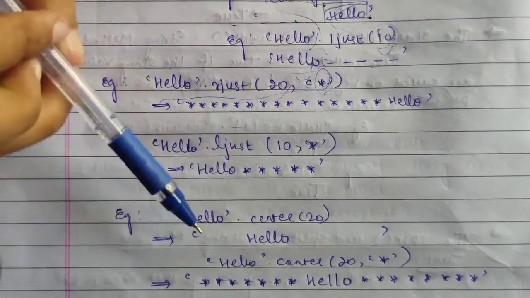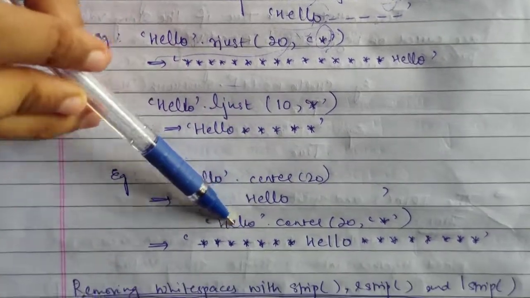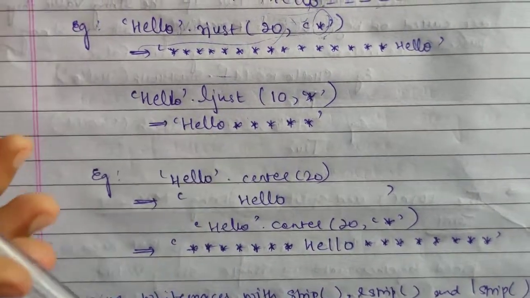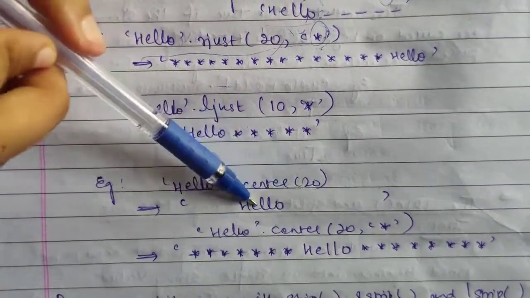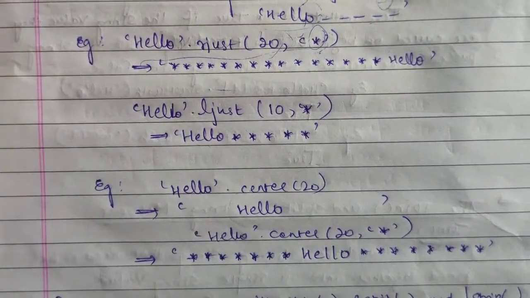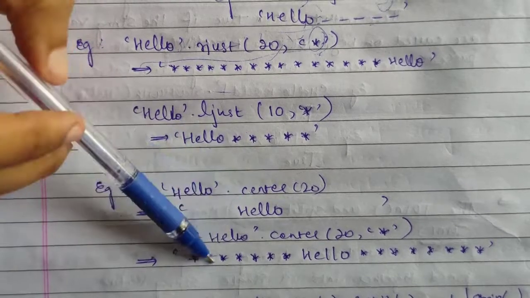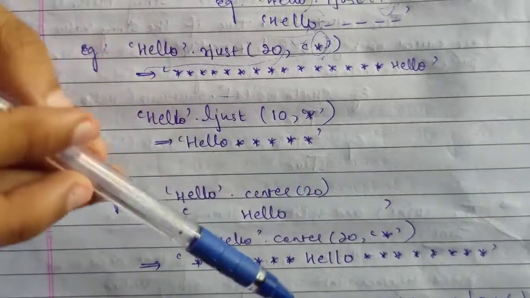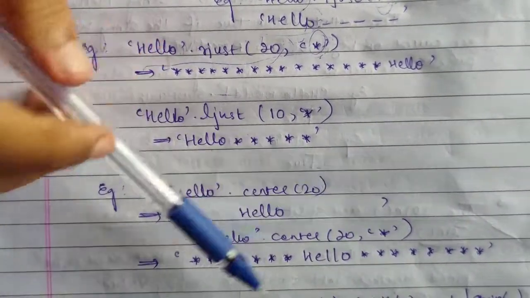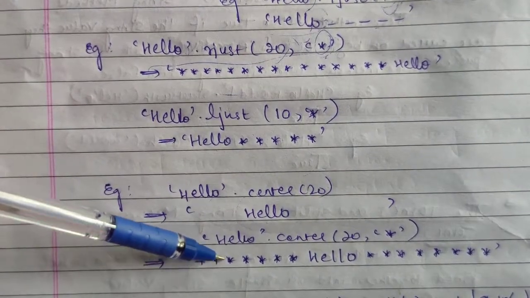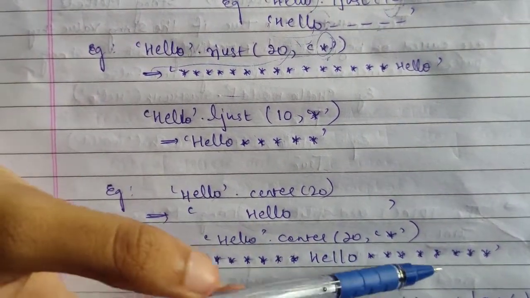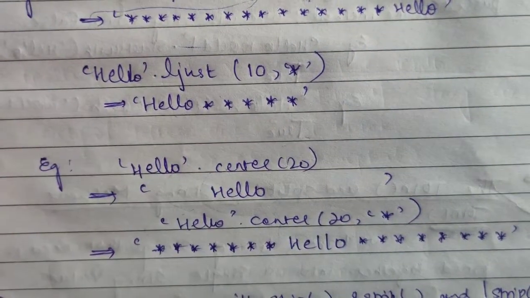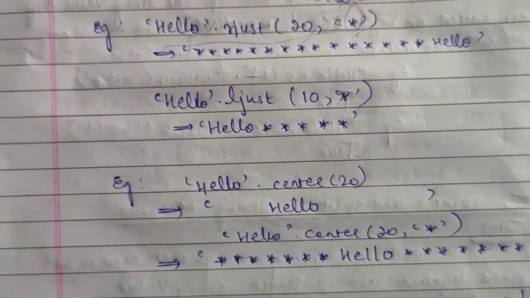Coming to center, hello dot center 20. Since hello is 5 characters, you have 20 minus 5, which is 15, so it will be divided with the right side as 7 and the left side as 8. The same thing goes if you specify a fill character with 20: you will have 1 2 3 4 5 6 7 and 1 2 3 4 5 6 7 8. Since hello is 5 characters, and this will be 7 and this will be 8, the total is 15. That is about justifying text.